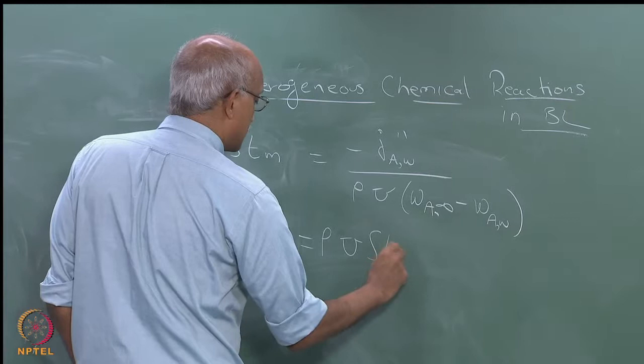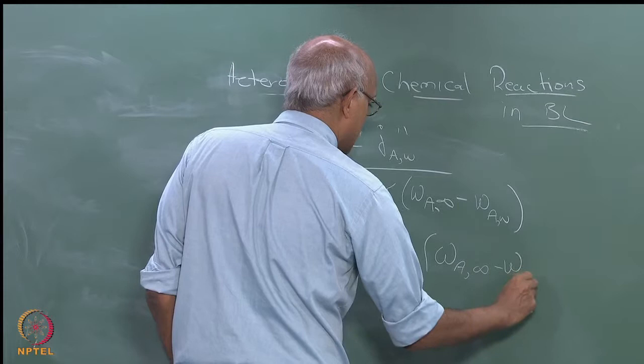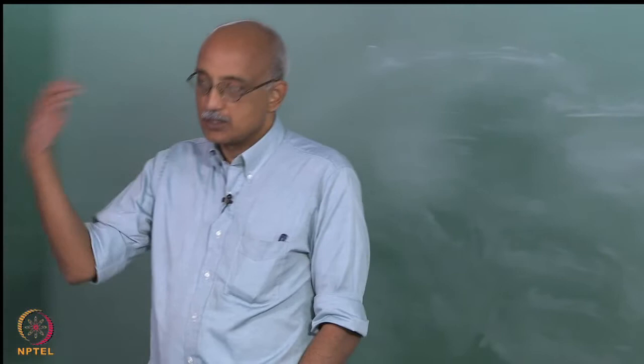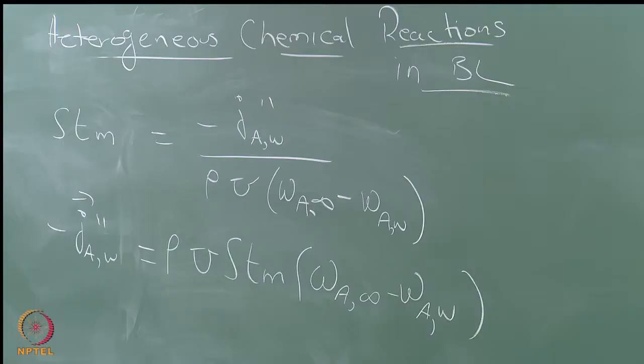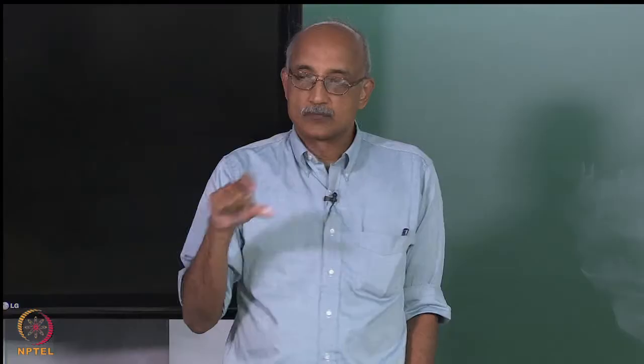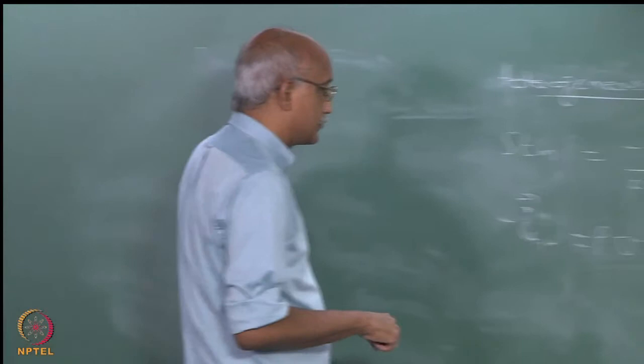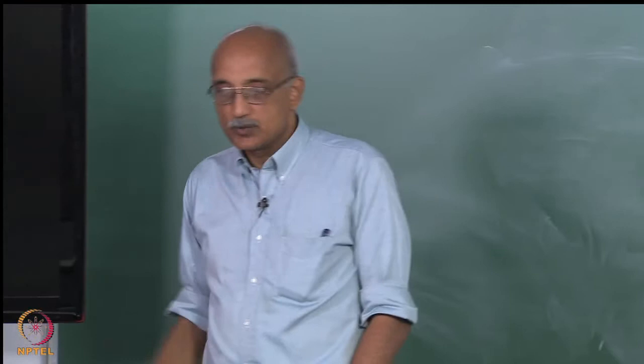times Stanton number for mass transfer times (omega_A infinity minus omega_AW), where omega_A infinity is the mass fraction of species A just outside the boundary layer, and omega_AW is the mass fraction of species A at the substrate, and it is this concentration gradient which is driving the so called reference flux. The denominator is a reference convective flux, which basically assumes a linear profile within the boundary layer from omega infinity to omega_AW.